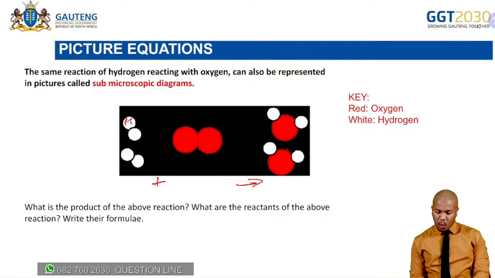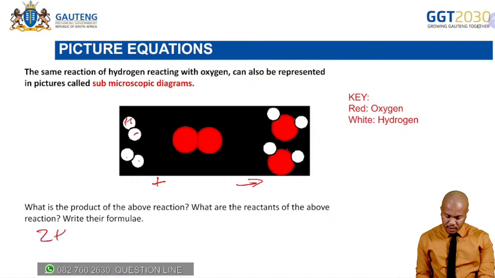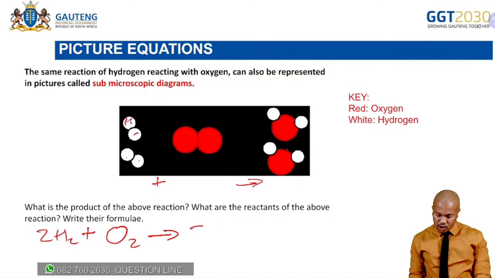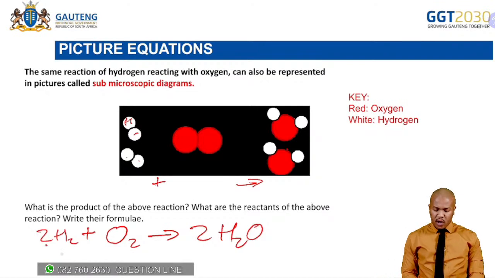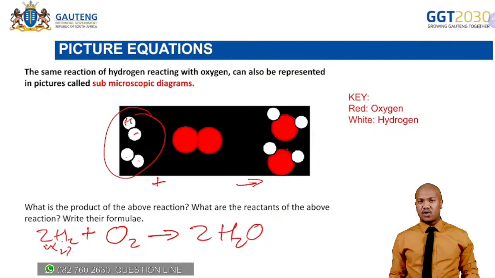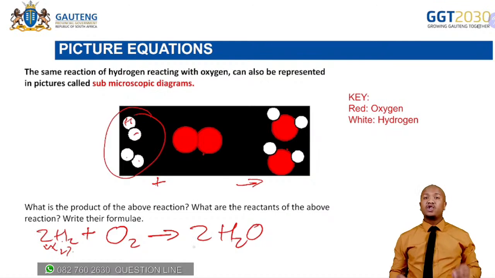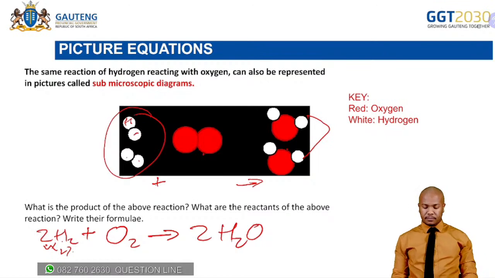Looking at this, we have 1, 2, 3, 4 hydrogens, right? We can represent it in this way, of which I can explain later, right? Plus 2 oxygens is equals to 2 water molecules. How? This 2 H2 simply means 2 multiplied by these 2 to form these 4 hydrogens, right? Plus O2, the 2 oxygens, to form what? 2 water molecules, these ones, your 2 H2Os. Now moving on.